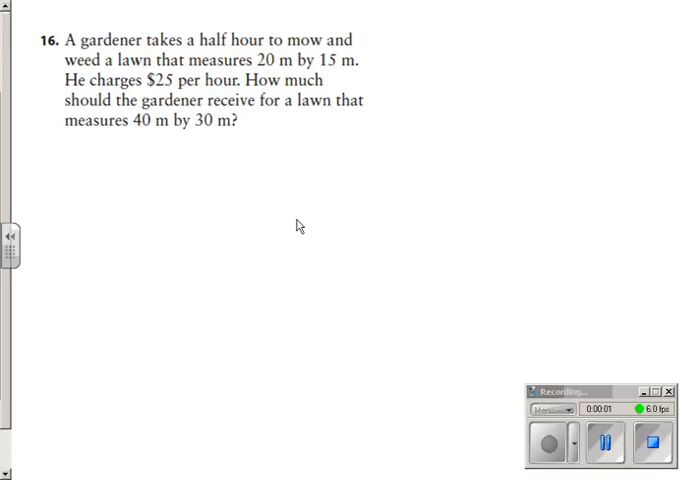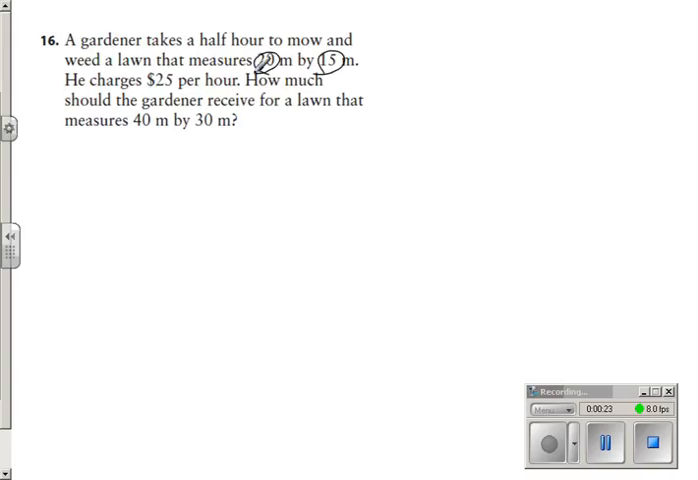Question 16 says a gardener takes a half hour to mow and weed a lawn that measures 20 meters by 15 meters. He charges $25 per hour. How much should a gardener receive for a lawn that measures 40 meters by 30 meters? This is an excellent question in that you have three numbers and you have to figure out what exactly you are doing.